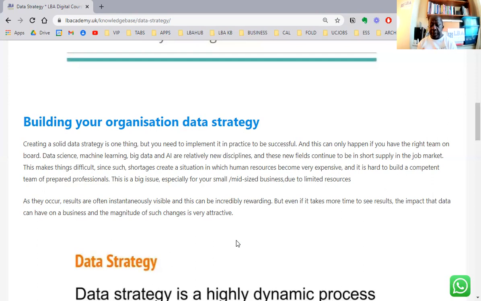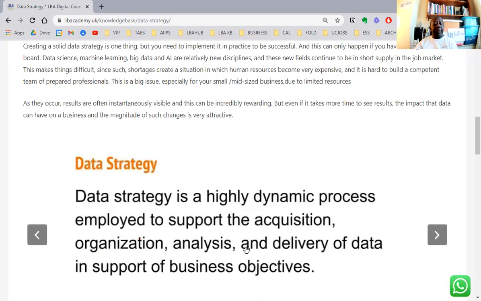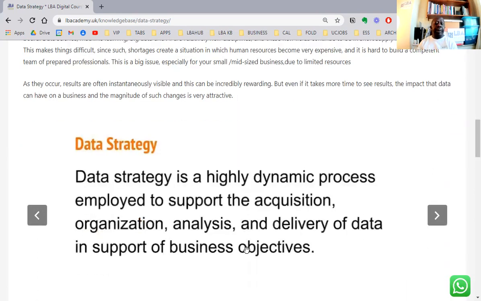But eventually, results from having an effective data strategy become visible, and they can be incredibly rewarding. And even if it takes some time to see results, the impact that the data can have on a business and the magnitude of such changes is very attractive. So I'll just walk you through a definition here. It's about a process, it's about analysis, and it's also about your business objectives here.